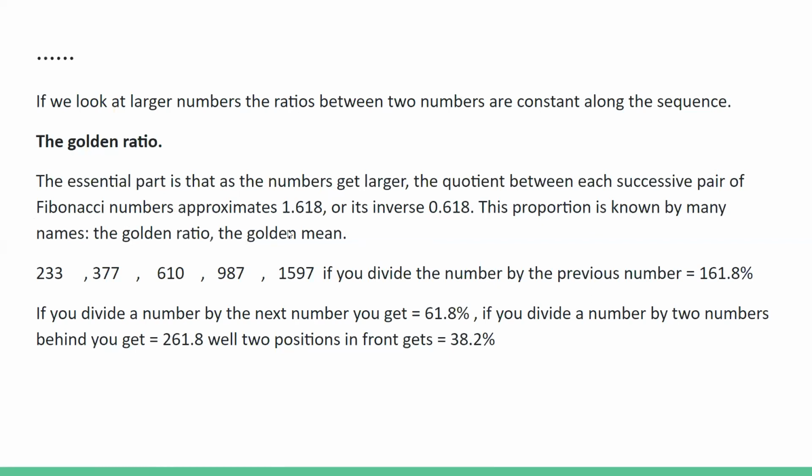So the essential part is that as the numbers get larger, the coefficient between each successive pair of Fibonacci numbers approximates to 1.618, or its inverse. This proportion is known by many names: the golden ratio, the golden mean.